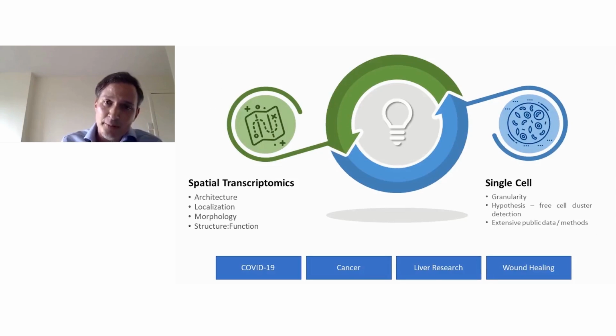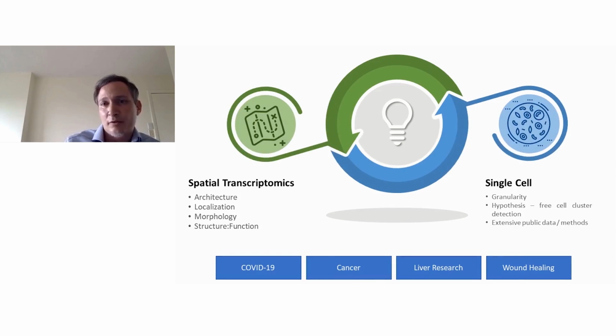And of course, the important part is that these two technologies are exceptionally complementary. From single cell, we get the missing granularity from the bulk techniques, and we can go beyond the literature. We can get our cell clusters and cell types in a hypothesis-free fashion and continue from there.